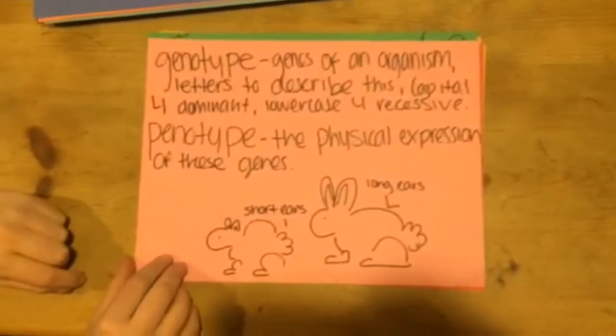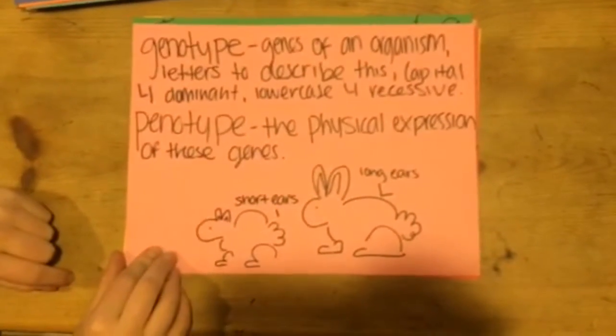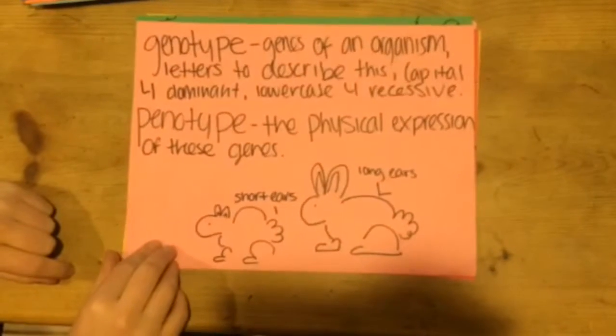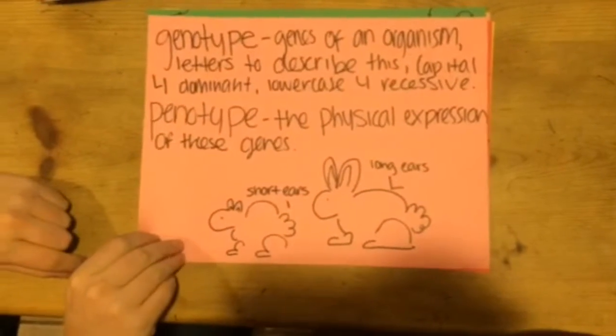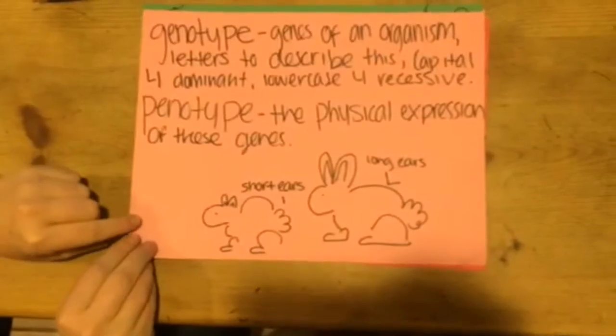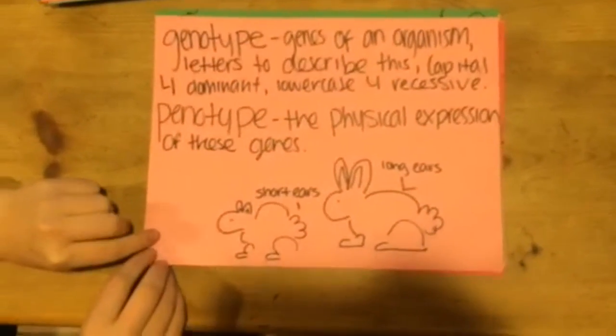The genotype is defined as the genes of an organism, the letters that describe this: capital for dominant and lowercase for recessive. The phenotype is the physical expression of these genes.